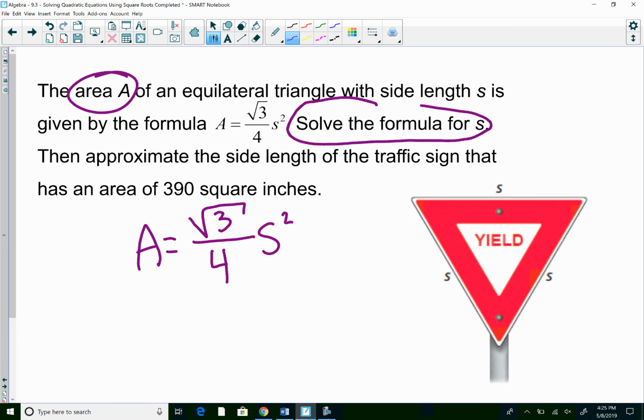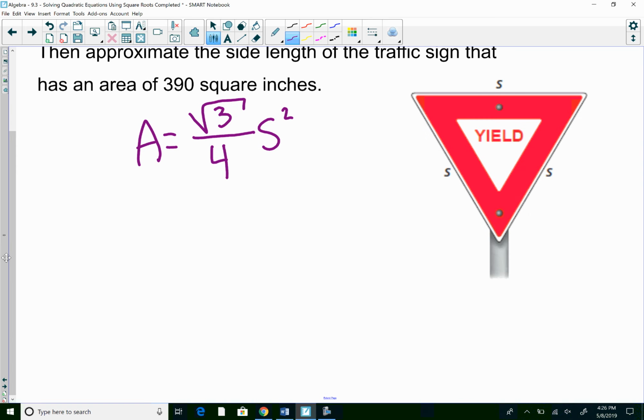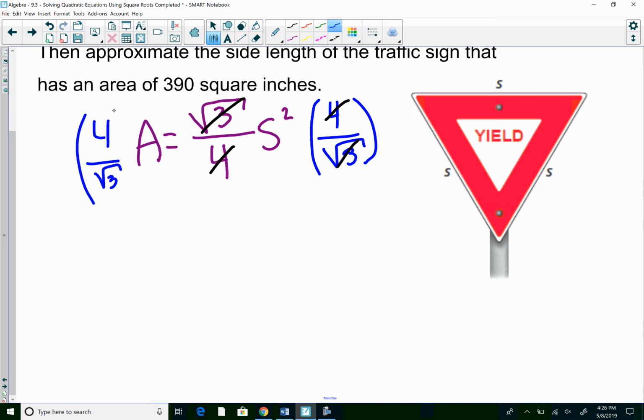The first step says solve the formula for S. We've done this already at some point this year, where we were just trying to get certain variables all on their own, just isolating. So the first step is let's multiply by the reciprocal here, because once you do that, these 4's cancel each other out, these root 3's cancel each other out. But remember, what you do to one side, you have to do to the other. So this has to turn into 4 over root 3.